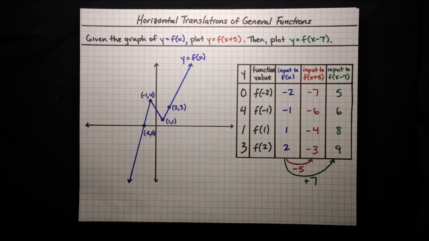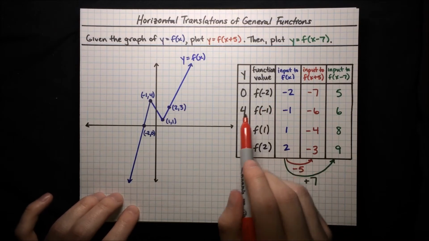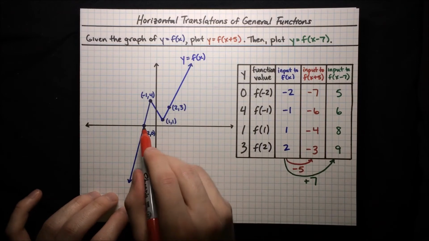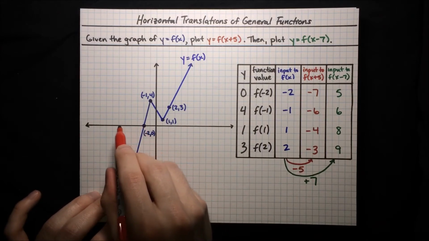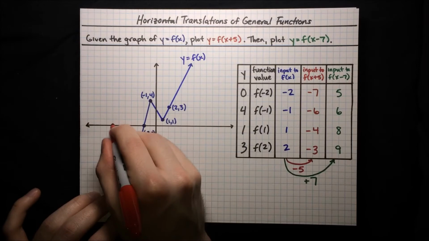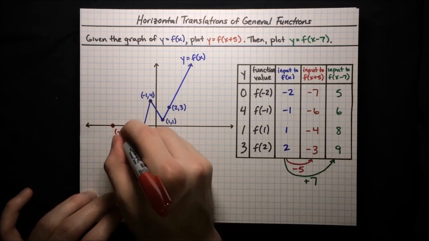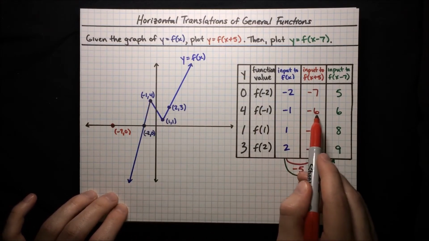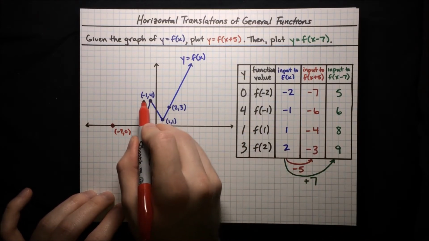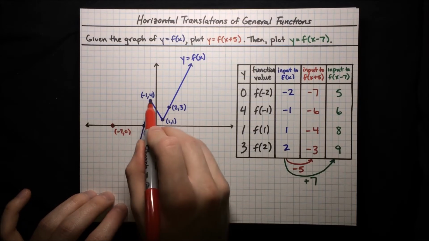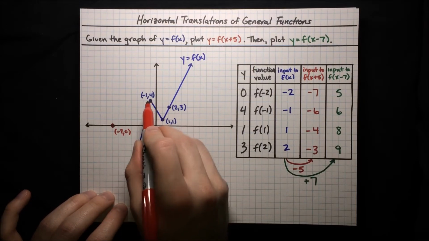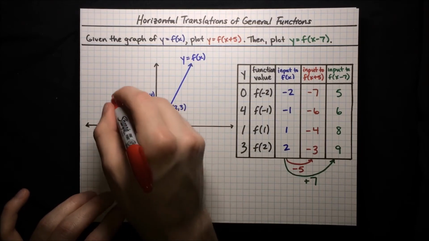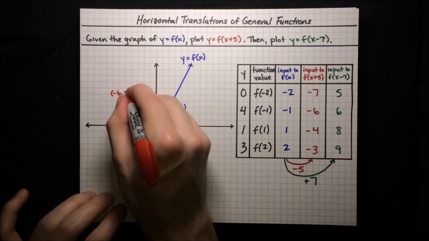Let's go ahead and plot them. So the first point here, instead of -2, 0, that becomes -7, 0. So let's plot that. -2, -3, -4, -5, -6, -7, right over here. Okay, and then the next point, instead of -1, 4, it becomes -6, 4. So 1, 2, 3, 4. So 1, 2, 3, 4, 5, 6 is right up here. All right, we'll label that -6, 4.